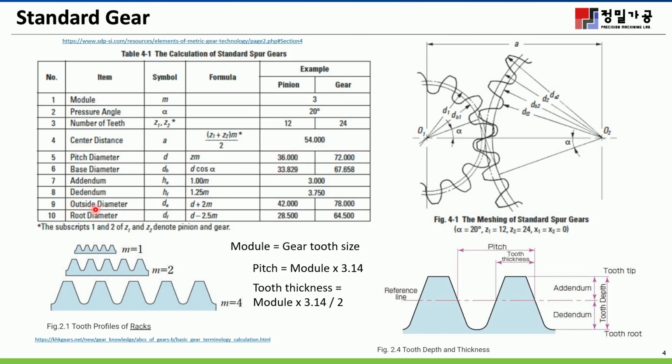So you can determine the outside diameter by pitch diameter plus 2 multiplied by module, equal to 42 millimeter, and the root diameter is pitch diameter minus 2.5, of course multiplied by 2 of the dedendum, so 28.5 millimeter.